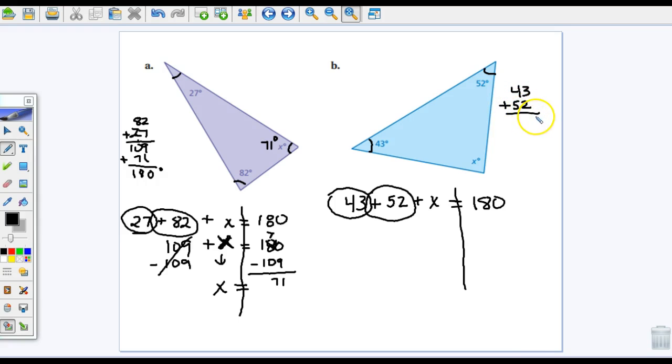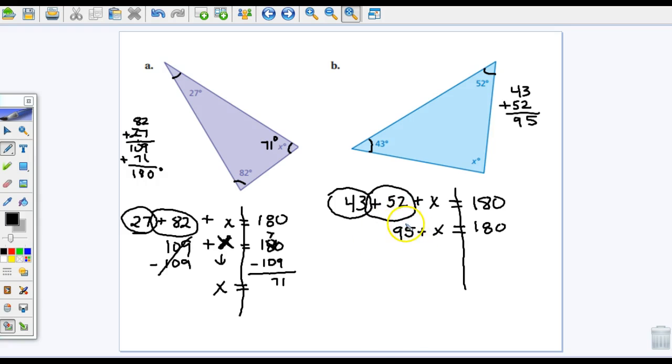3 plus 2 is 5. 4 plus 5 is 9. So now I have 95 plus X equals, and I'll bring down my 180. I didn't do anything to this side. Haven't changed this equation in any way. It's still 95 plus X. This is just 43 plus 52, but when we add them together, it's 95. Not changing it yet.